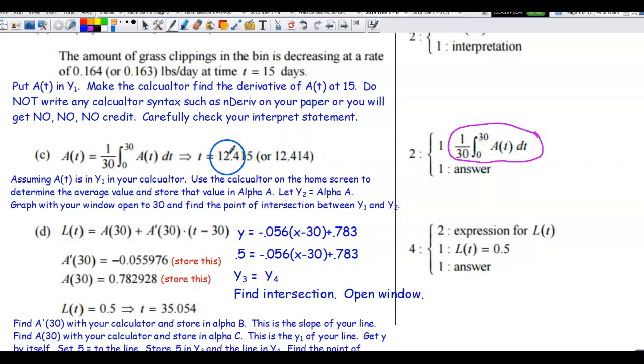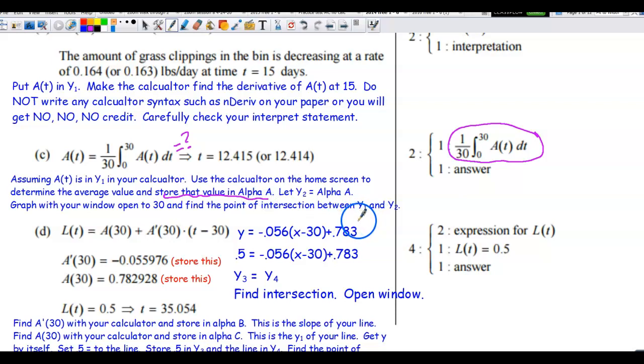Now we don't necessarily need to see that number, or well, we do need to see that number, but we don't have to see the answer. You would likely be showing a lot more work than you see right here. So on your paper, you would have found 1 over 30, integral from 0 to 30, of a of t. You would have found that number. So assuming that a of t is in Y1 of your calculator, you would use the calculator on the home screen to determine the average value. In other words, you would get an answer for the average value and then store that value in alpha A.